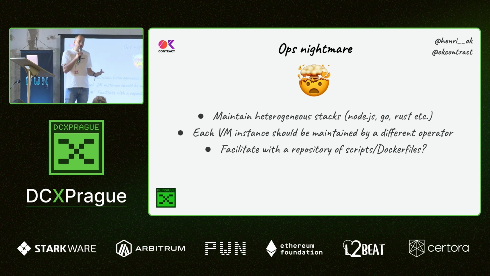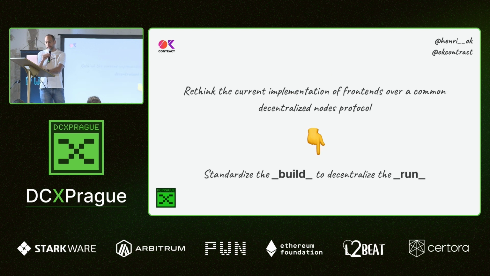The problem is, of course, this is an ops nightmare because the stack is completely heterogeneous. There could be some Node.js, could be some Go, some Rust. And each VM instance should be maintained maybe by a different operator. So there would be guidelines, like a GitHub repo of guidelines on how to set up, maybe a repository of scripts, of Docker files. And the problem is that there's a lot of maintenance usually coming in to these nodes.